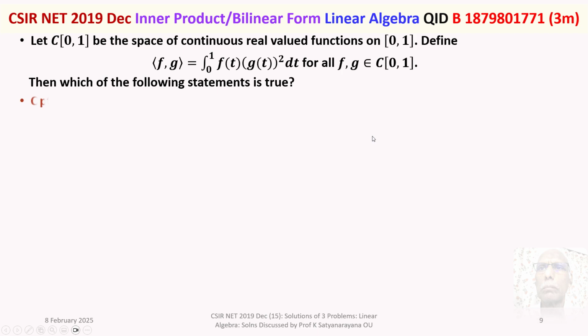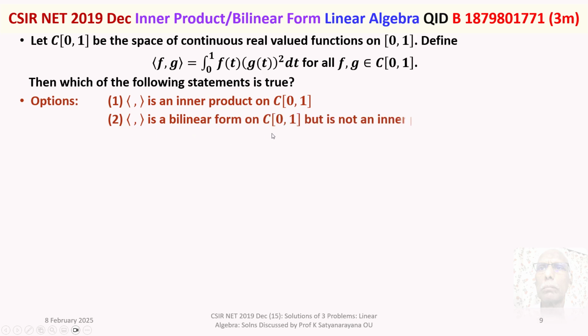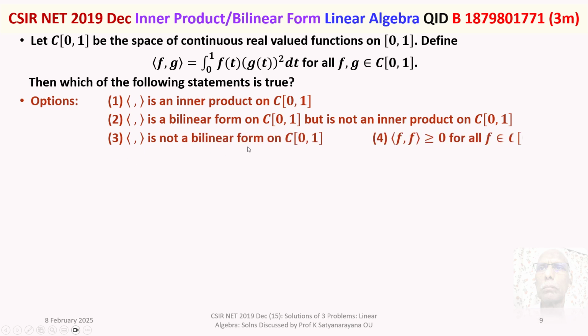Right. We are given 4 options. Option 1, bracket is an inner product on C01. Option 2, bracket is a bilinear form on C01 but not an inner product on C01. Option 3 is not a bilinear form on C01. Option 4, bracket f comma f greater than or equal to 0 for all f belonging to C01.